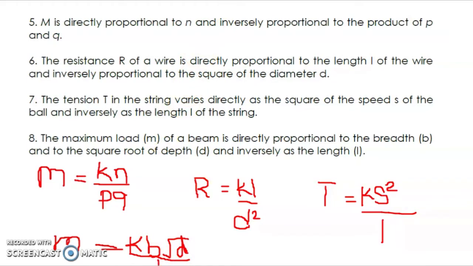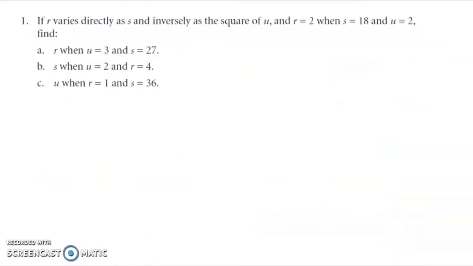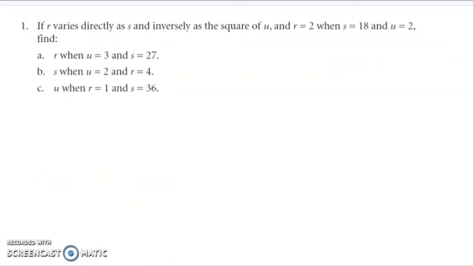So, let us solve problems now. Okay, let us start with number 1. Let us first read the statement. R varies directly as S. So we write that: R varies directly as S and inversely as the square of U. So that would be U squared. So this will be our equation.